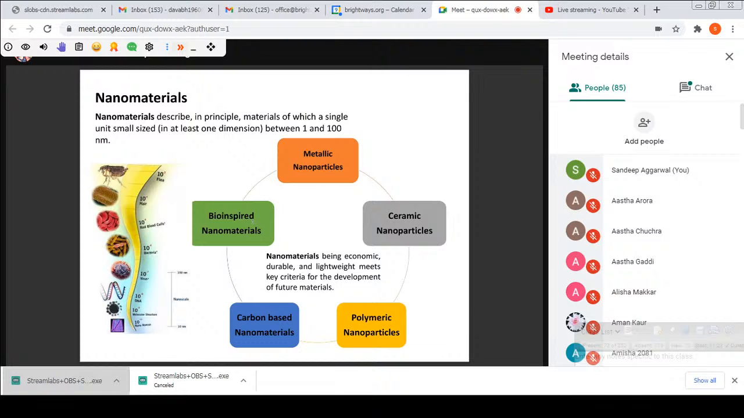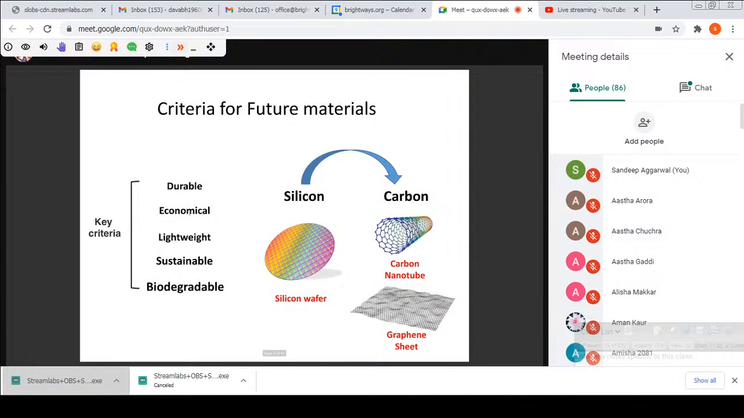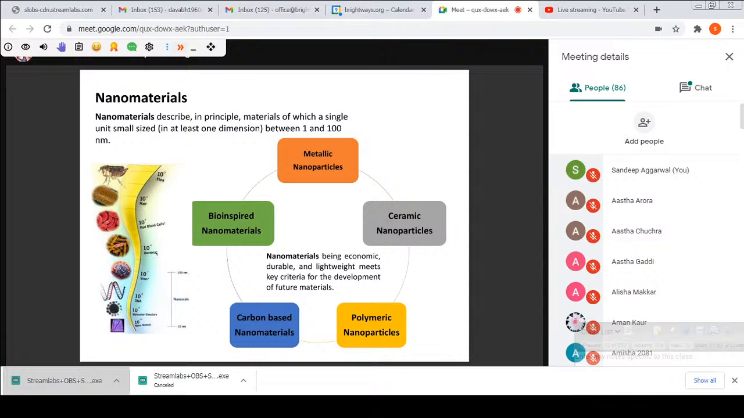So an important thing is that for future nanomaterials or future materials, they should be economical, they should be durable, they should be lightweight, and of course... This diagram here shows you the size index, how the nanomaterials can be ranged from the normal sizes. For example, a virus, the coronavirus which is right now going on, is about 10 raised to power minus 7 meters, whereas nanomaterials are 10 raised to power minus 9 meters.